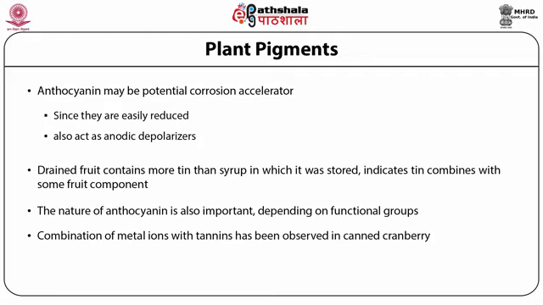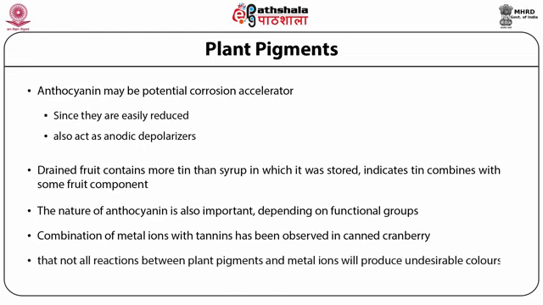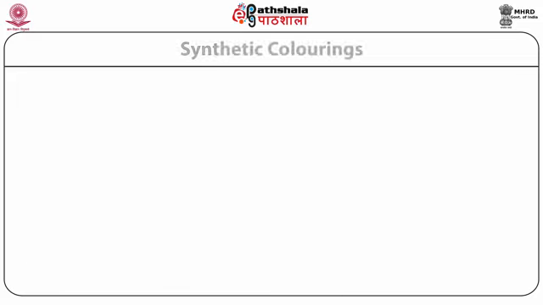Combination of metal ions with tannins has been observed in other fruits. For example, discoloration of canned cranberry has been attributed to the formation of complexes between tannins present in the fruit and the tin salts. It should be noted that not all reactions between the plant pigments and the metal ions will produce undesirable colors, although this is usually the case with anthocyanin pigments.